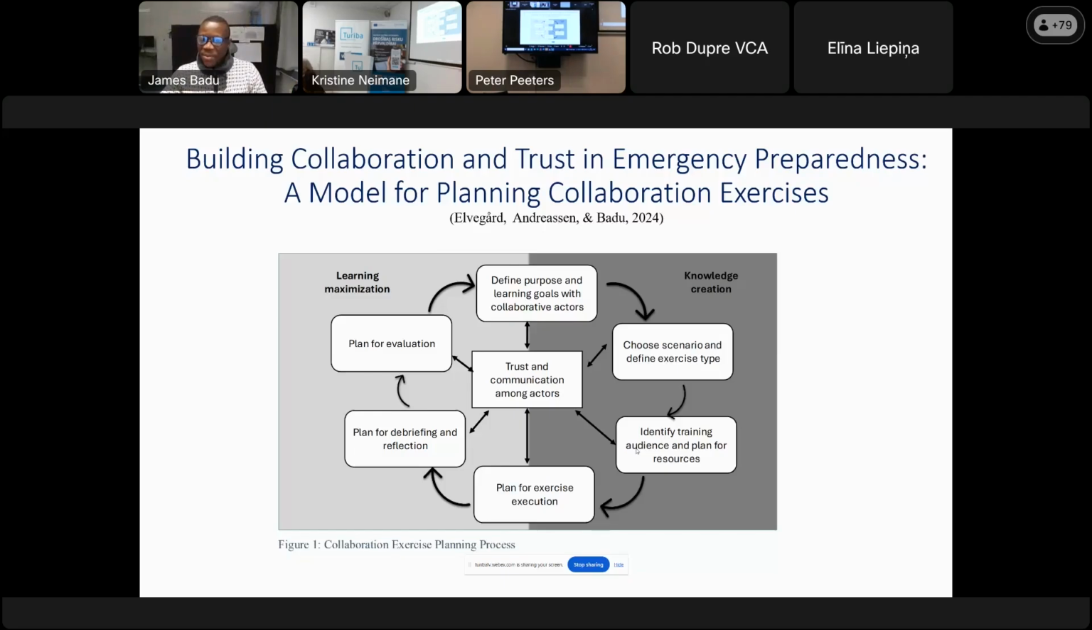First, we start with defining the purpose, and the learning goals with the collaborative actors. Here, we are talking about collaborative exercises where different agencies, different departments come together. So it's not like only one agency working, but multiple agencies working together. And sometimes this can be very complex. That is why we think that at this stage, we need to focus on how to build trust among the agencies, whether the police, the fire, the health sector, or even if it's one department, we have to also learn how to communicate among ourselves.